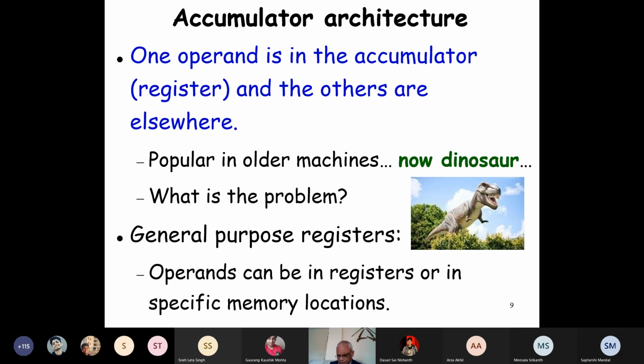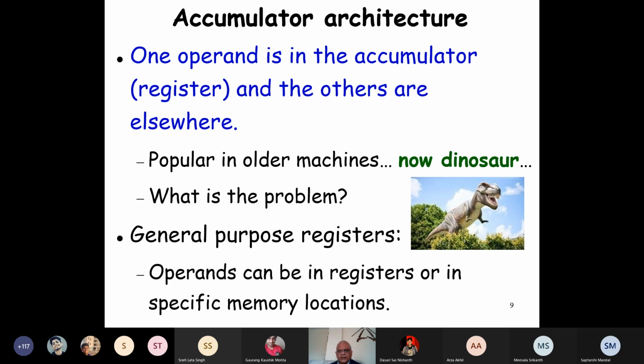This is Archit, right? Yes, sir. See, the thing is, extra operations have to be done, not memory operations. Extra operations or instructions have to be executed to bring the operand into the accumulator. If it is a general purpose register, wherever it is, you can just execute it.